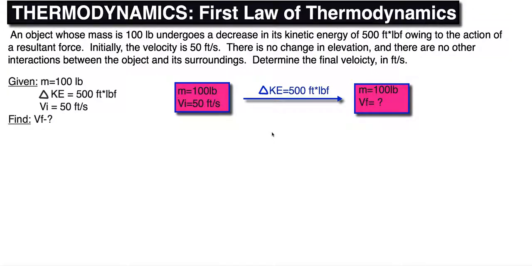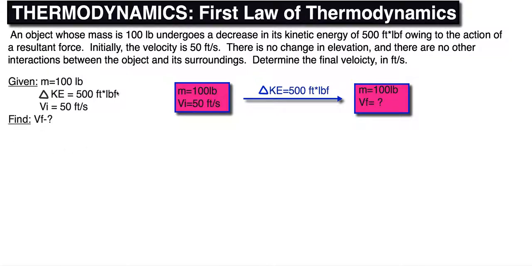This is a problem on the first law of thermodynamics. I'm going to read this first. An object whose mass is 100 pounds undergoes a decrease in its kinetic energy of 500 feet times pound force owing to the action of a resultant force. Initially, the velocity is 50 feet per second. There is no change in elevation and there are no other interactions between the object and its surroundings. Determine the final velocity in feet per second.